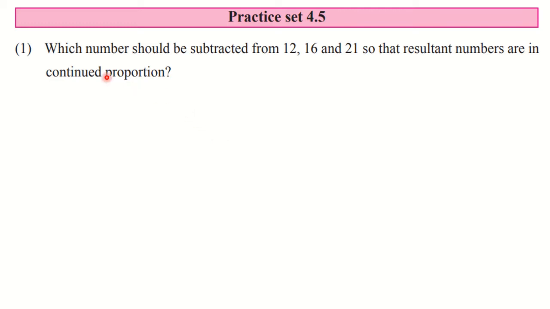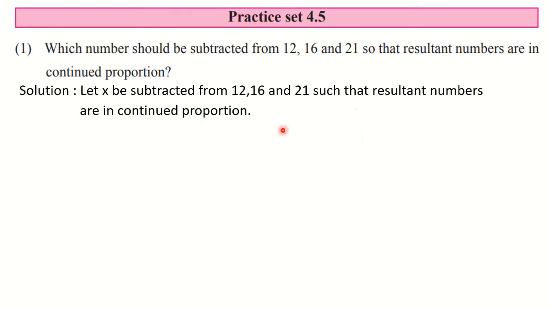So our first statement is what? Let x be subtracted from 12, 16 and 21 so that the resultant numbers are in continued proportion. Okay, so make use of the first statement as it is in the answer. Only in place of which number you are going to write what? X. We are going to subtract x from each number. So we need to write those new numbers, and those new numbers how we are going to get? 12 minus x, 16 minus x and 21 minus x.